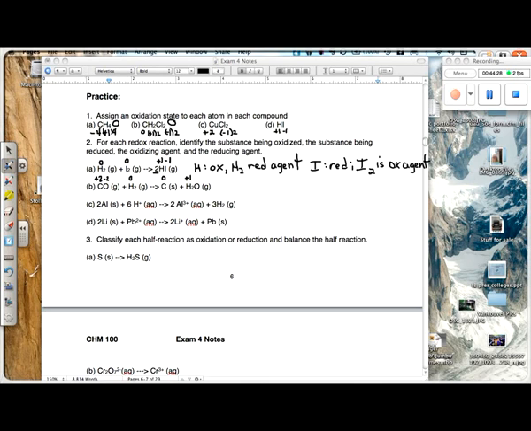Carbon is going from plus two to zero. So it is getting more negative, it is being reduced. Oxidation number went down. And CO, carbon monoxide, is the oxidizing agent. Hydrogen is going from zero to plus one, so hydrogen is being oxidized, and H2 is the reducing agent.